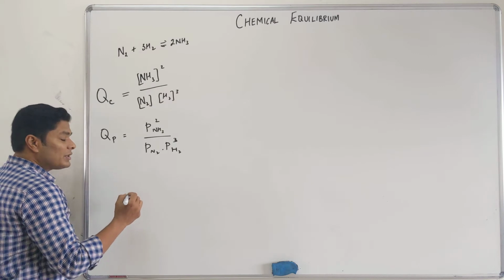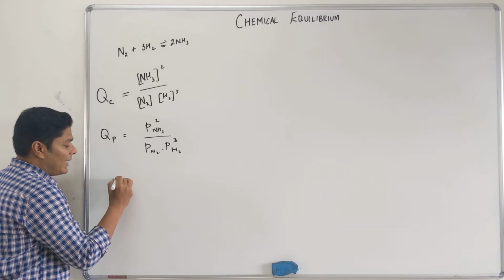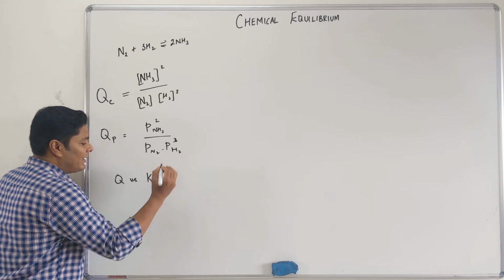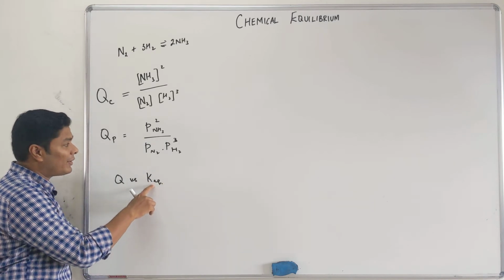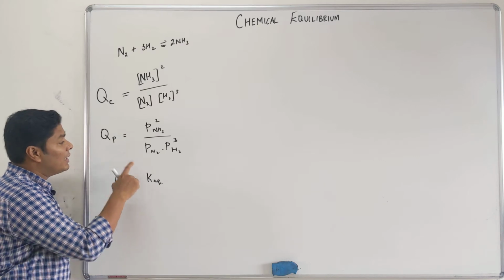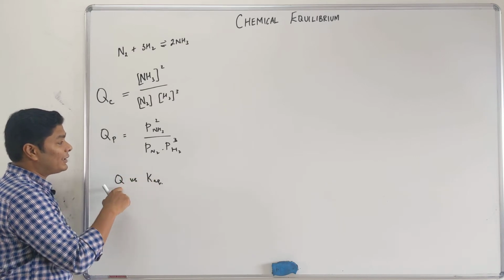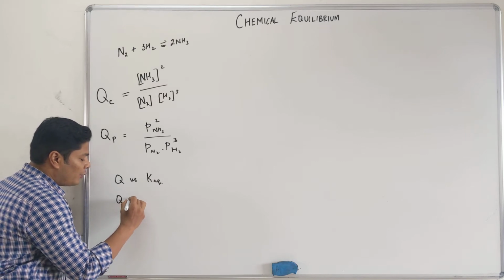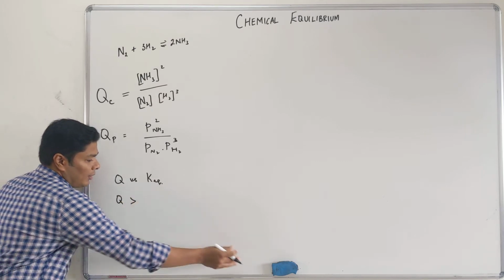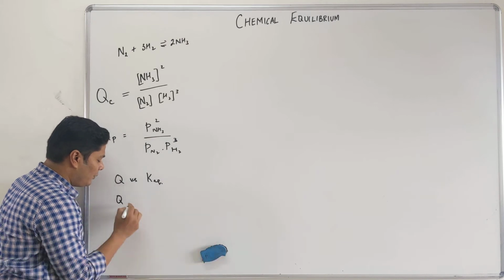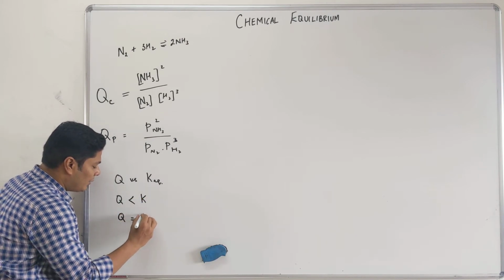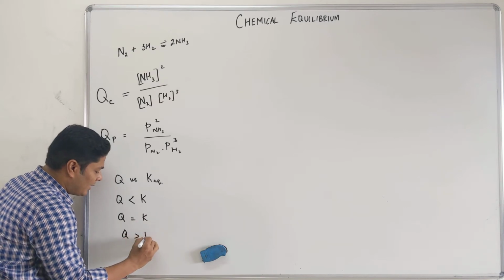So what all do we know is three conditions. I can have Q versus K equilibrium. Here K equilibrium stands for either P or C, doesn't really matter. Now K_P corresponds to Q_P, and K_C corresponds to Q_C. Now I have three different conditions. Let's go sequentially maybe: Q less than K, Q equal to K, Q greater than K.